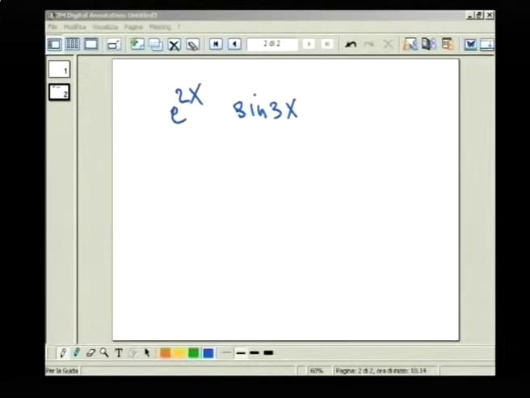Why composite? Because you have here two operations. You have to multiply x by 2, and then you raise e to the power 2x. And same thing with sine 3x. So in fact, you have two operations in tandem, in other words, in sequence.